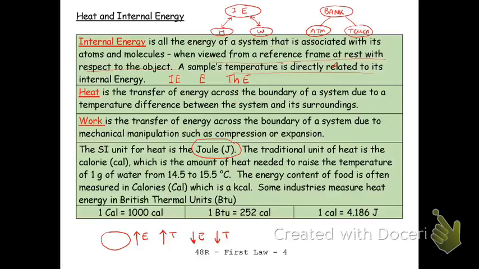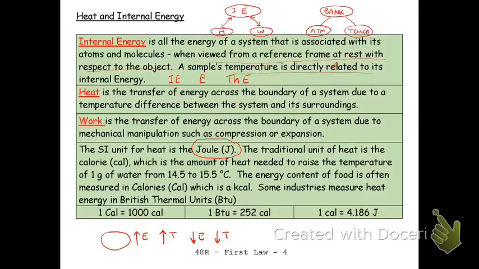The energy content of food is often measured in big calories, big C calories, which in Europe they call the kilocalorie. They don't mess about in Europe. It's a kilocalorie, so you know it's 1,000 of the little calories. Some industries measure heat in British thermal units, which is the amount of energy required to raise, I think it's 1 pound of water by 1 degree F.